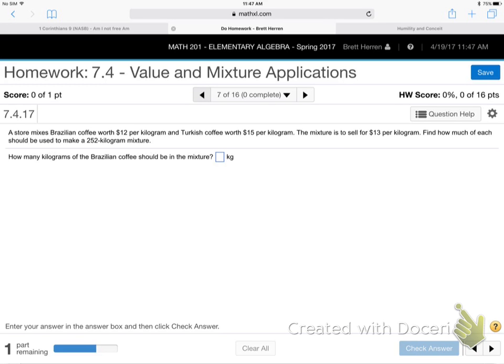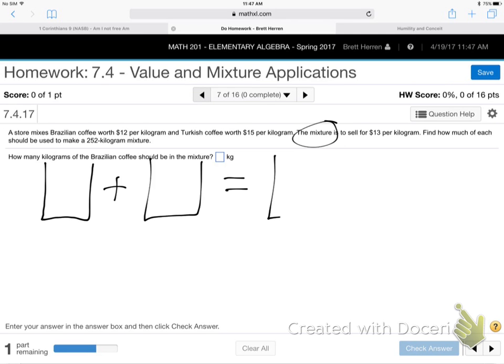How do I know it's a mixture? Simply, they say it. That's the rule. If they say mixture, it is a mixture, bottom line. So what does that mean? That means I'm actually going to do the beaker thing, because even though money is involved, in the end, it's really a mixture problem. You're mixing together different kinds of coffees.